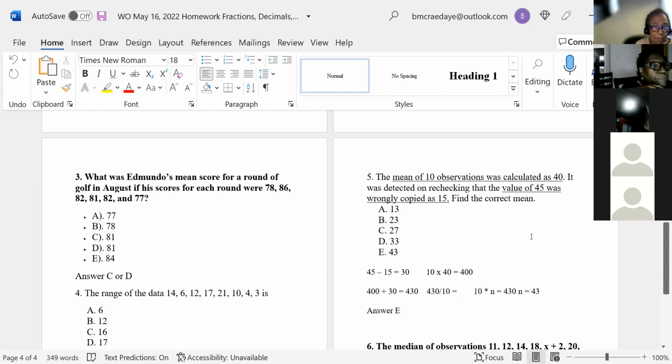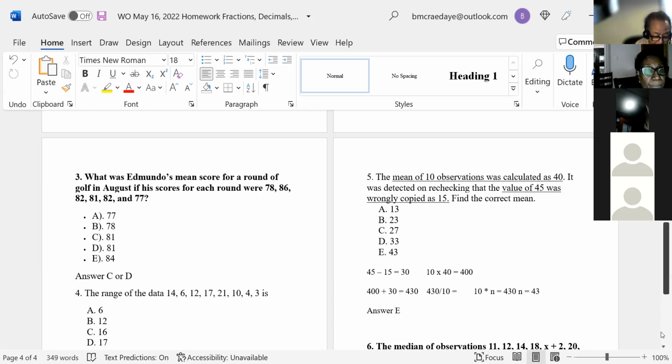If it had been the reverse, Maureen, suppose 15 was copied as 45, what would you do? We have to do the same subtraction. So what would you do then? What would be your new total? Instead of 400, it would be what? My question is, it said the value of 45 was wrongly copied as 15.